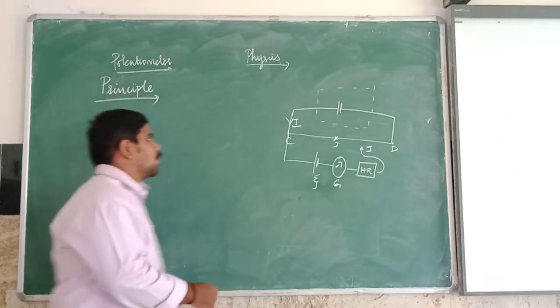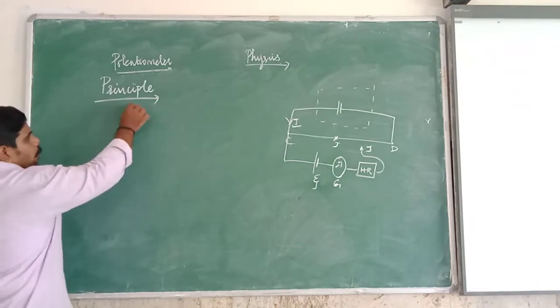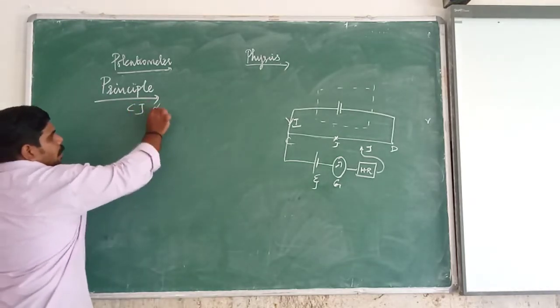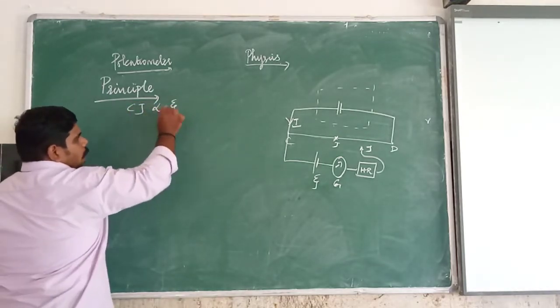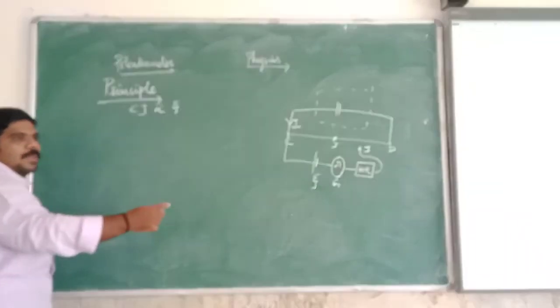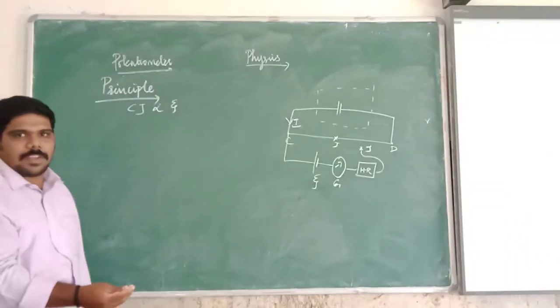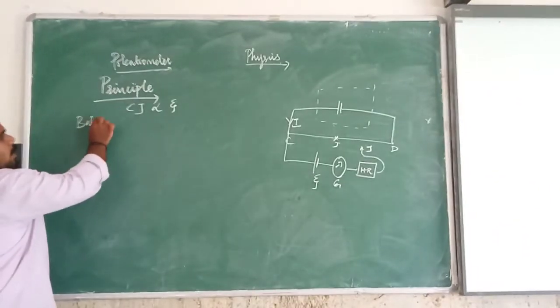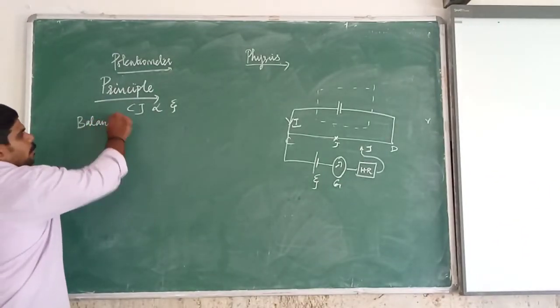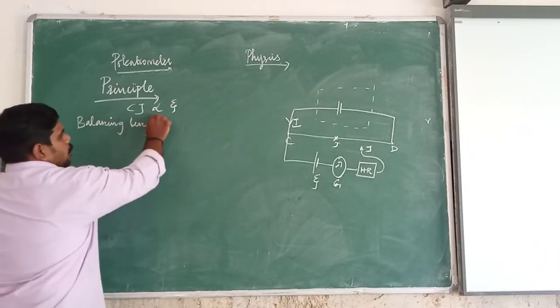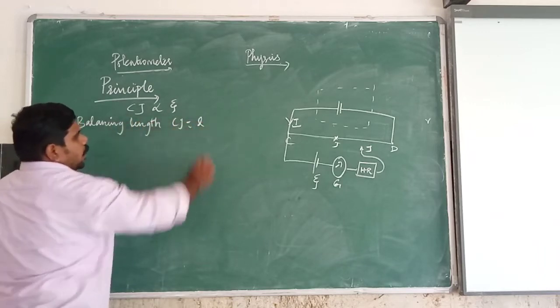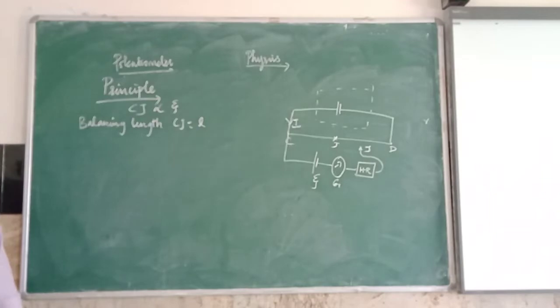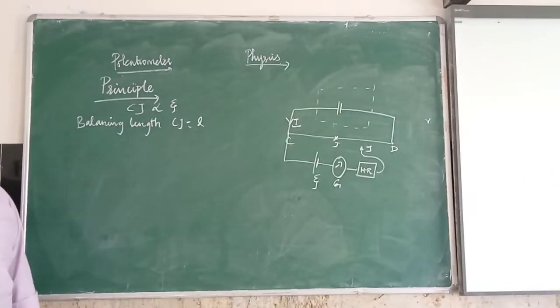So here, what's the point? The potential difference across CJ will be directly proportional to the EMF of the cell, and the galvanometer shows zero deflection. Okay. So the balancing length of CJ is equal to L.